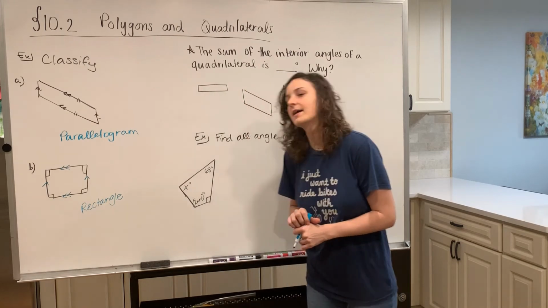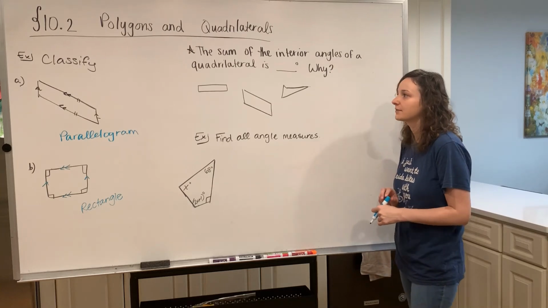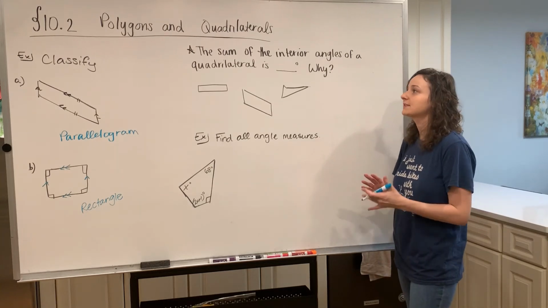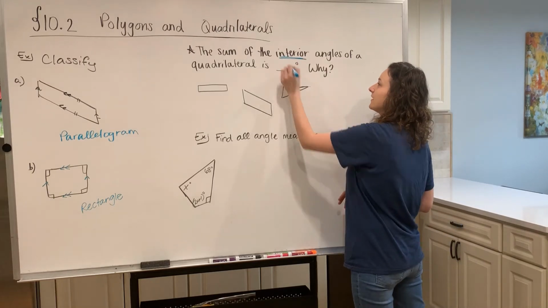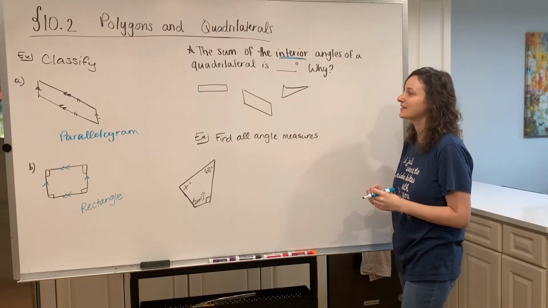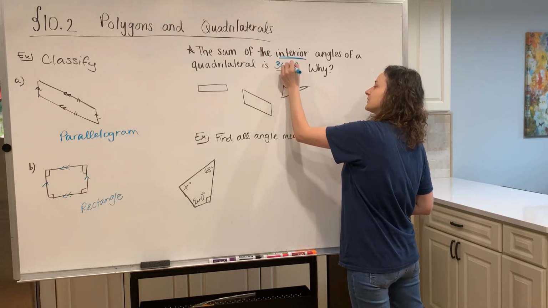Okay. And for the last part of our lesson, we're going to be talking about the angle sum theorem of a quadrilateral. So the sum of all the interior angles, remember that the word interior means inside, so the four inside angles of a quadrilateral is equal to 360 degrees.